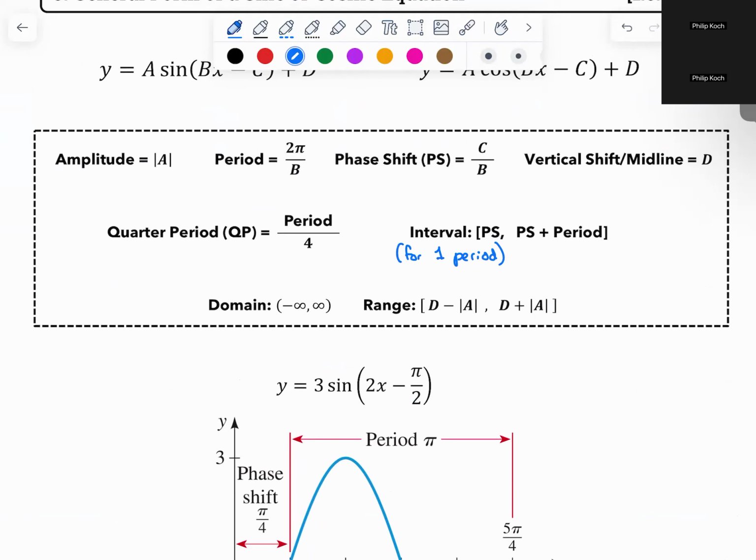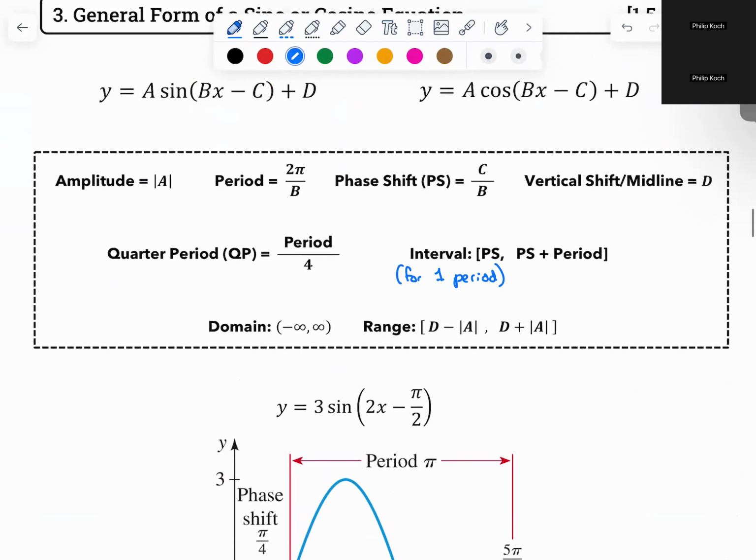The period of a sinusoidal function like these is 2 pi divided by b, the constant in front of the x. And that's because I said so, right? That's why it's 2 pi over b. Now I'm going to explain the reasoning. And then the phase shift is going to be c over b.